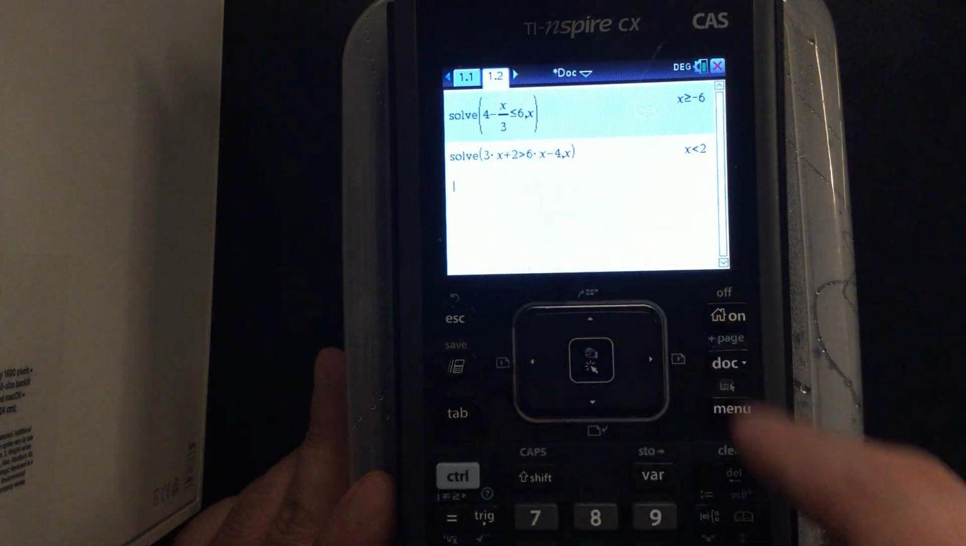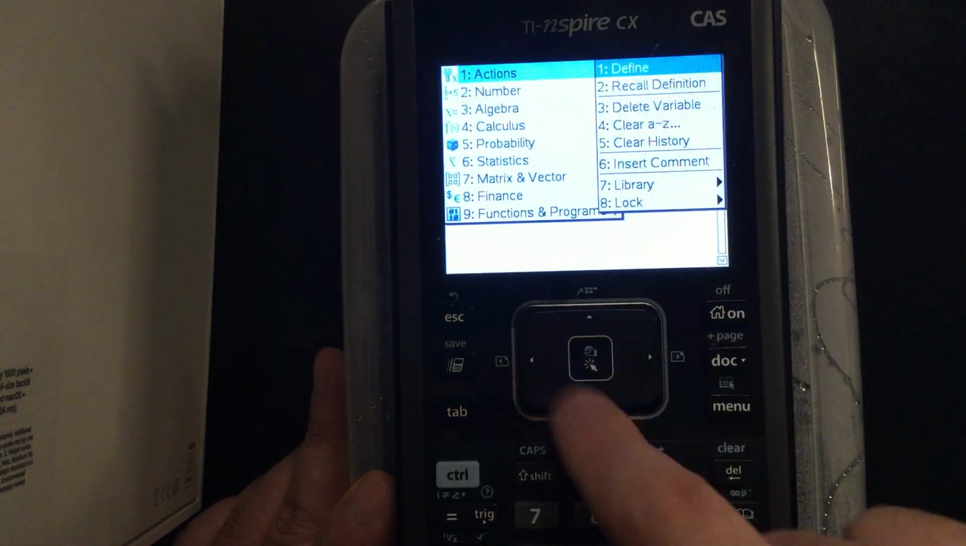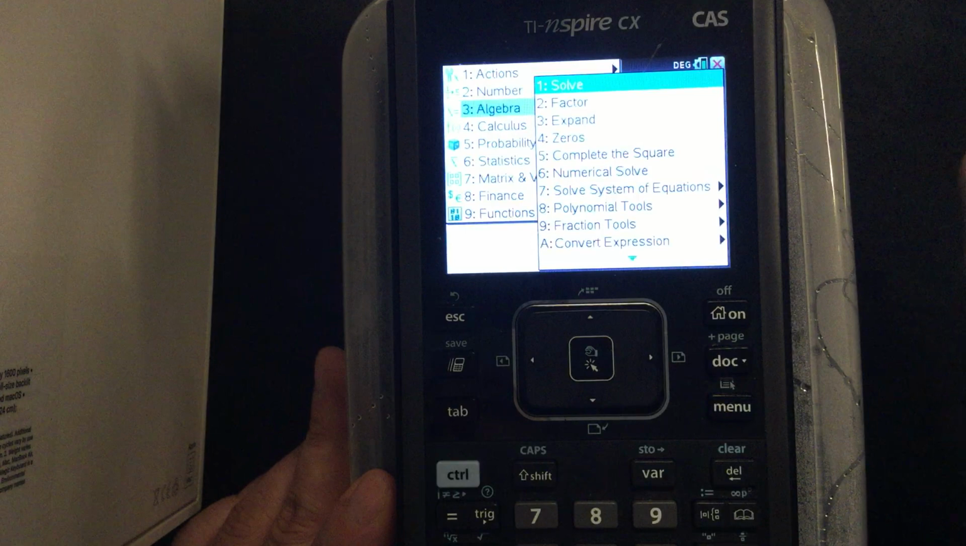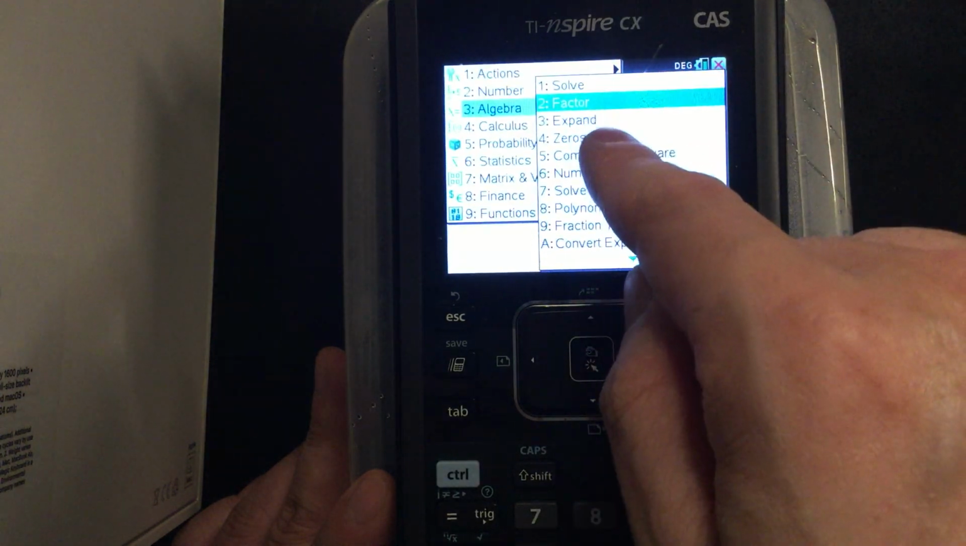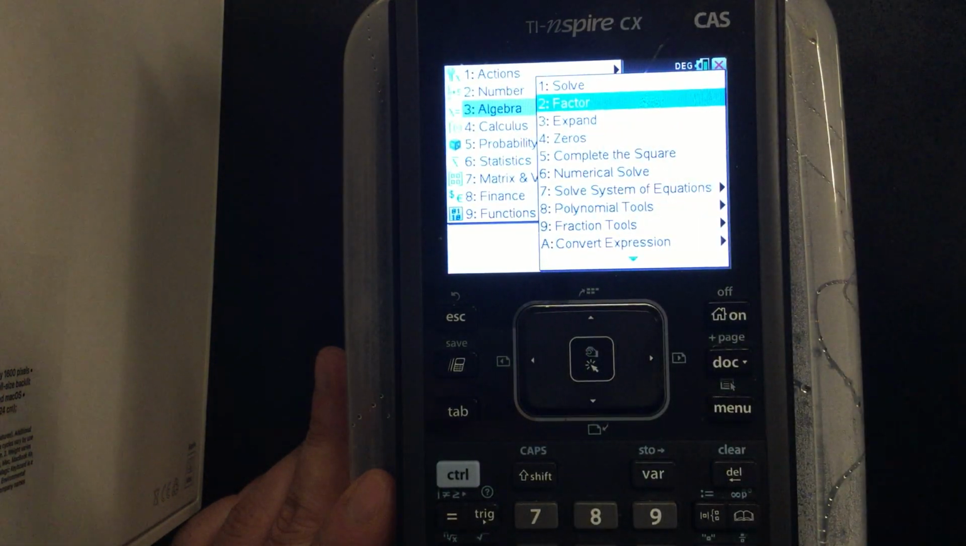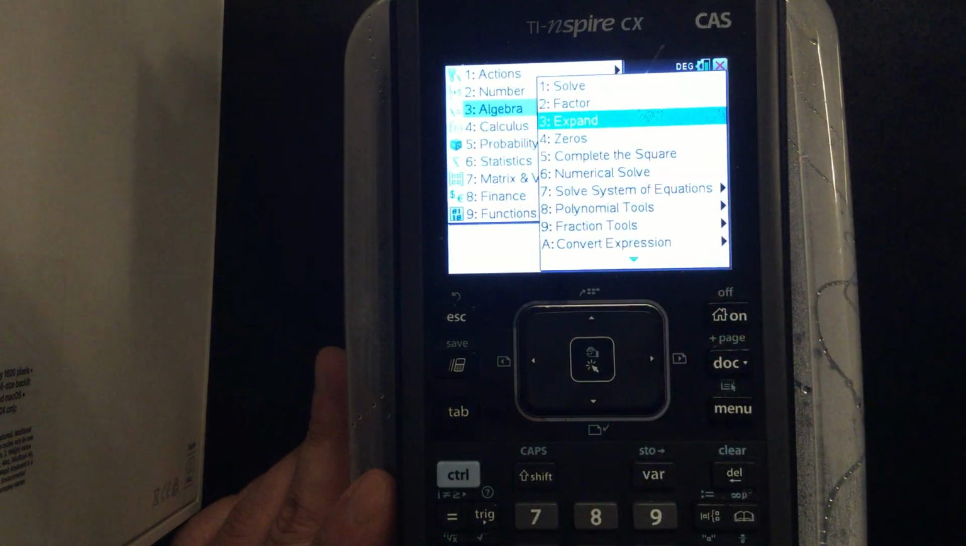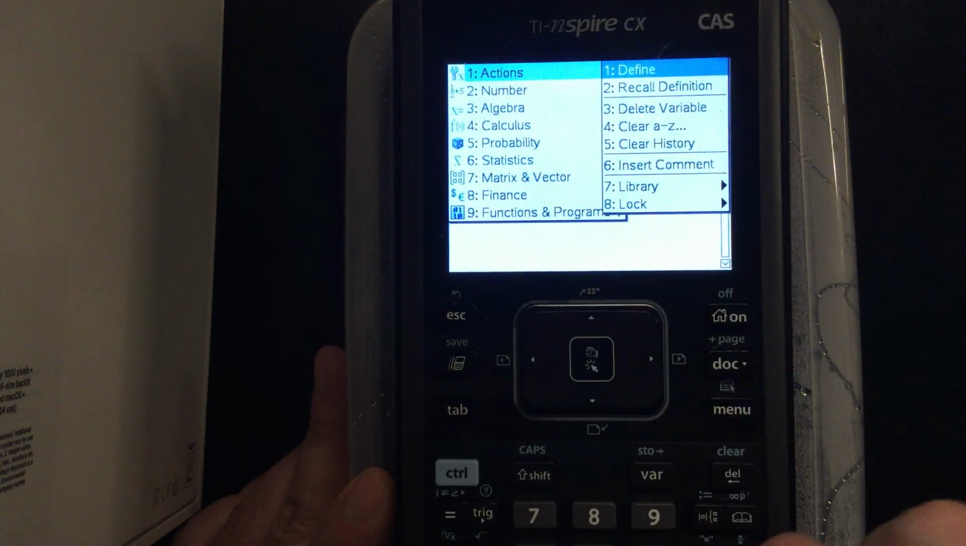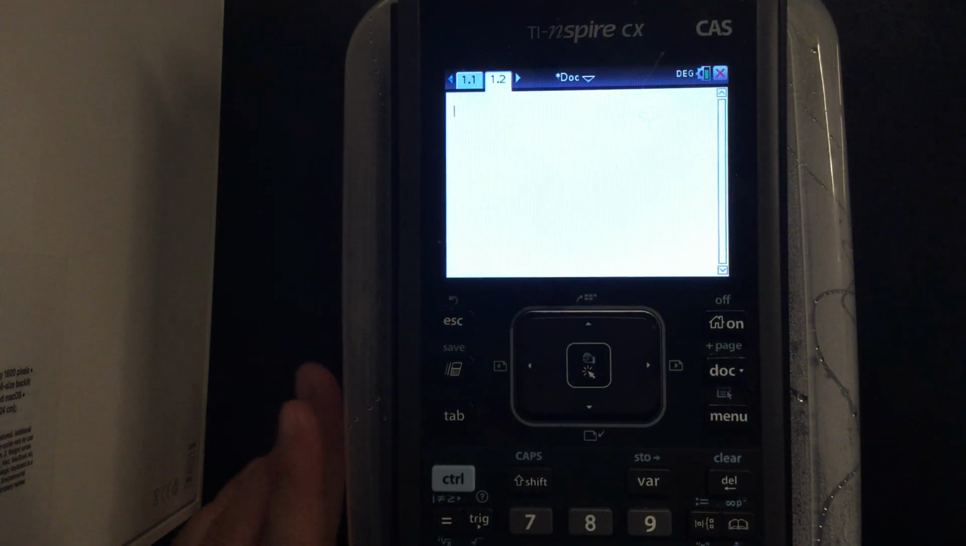Remember, menu, algebra, solve deals with all this kind of stuff. Factor means factorize. Expand means expanding brackets, and you don't need to use any of the rest of the stuff just yet. Okay, so this is 1E completed.